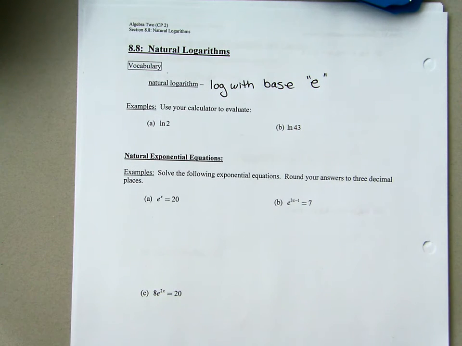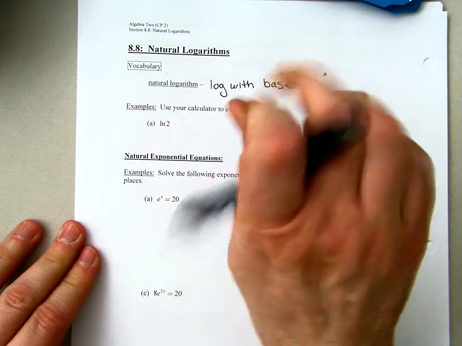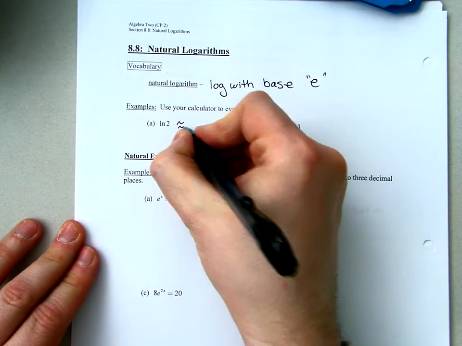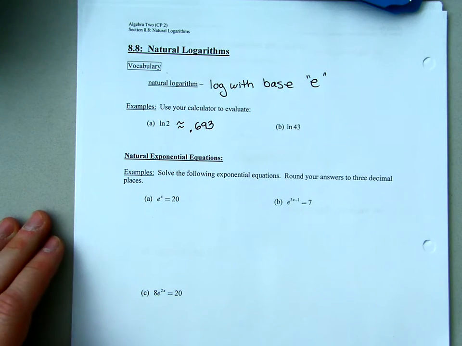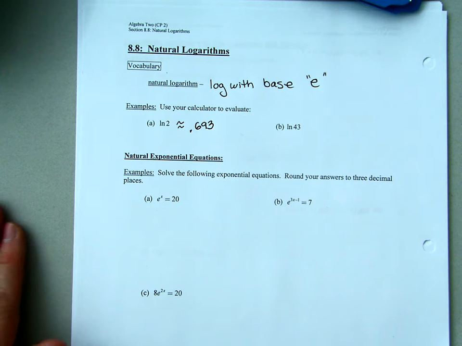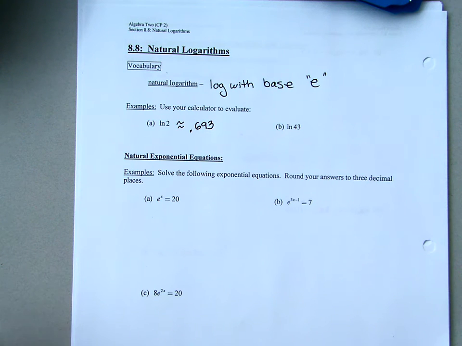Philip, are you typing in ln of 2? Can you try it one more time, and then I'll come over and take a look. Good. Find the natural log of 43. This should take about 2 seconds. This should be quick. You're just pushing buttons.